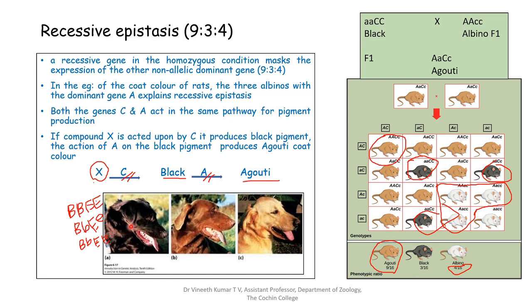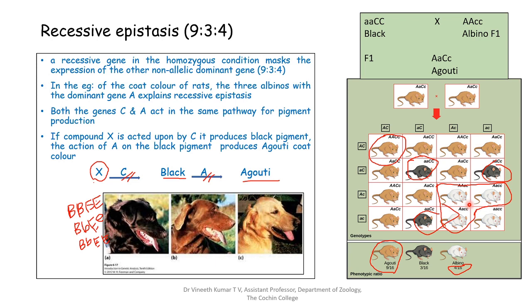So we can expect this to be 9, this to be 3, and this to be 4. The double recessive will also produce this particular color, which is called yellow. So this is another example of recessive epistasis. In this particular session, we discussed epistasis, dominant epistasis, and recessive epistasis. For recessive epistasis, we took the same example as that of supplementary genes. We explained recessive epistasis with these three individuals, how even though they had a dominant gene, they showed the phenotype of a double mutant.